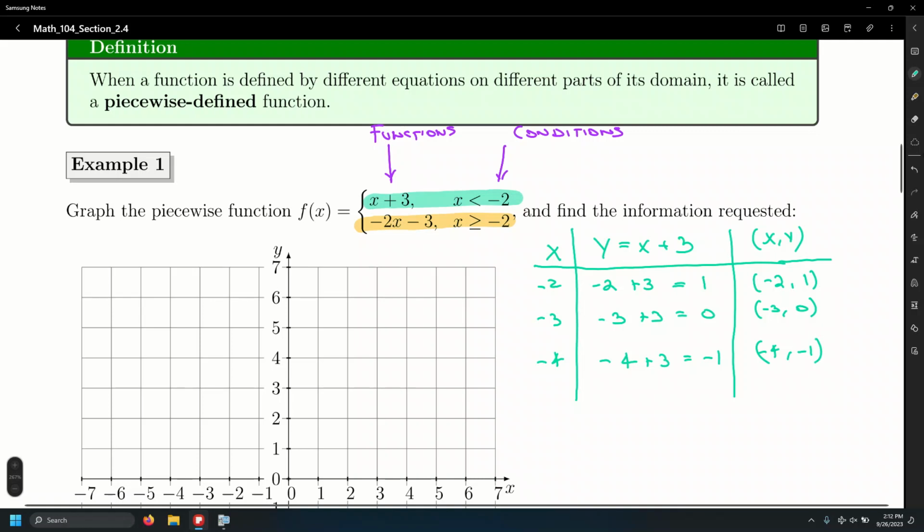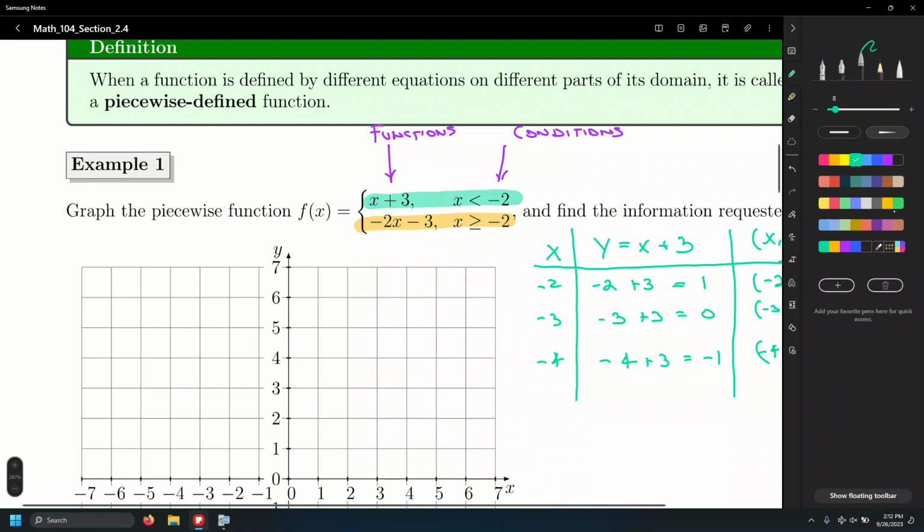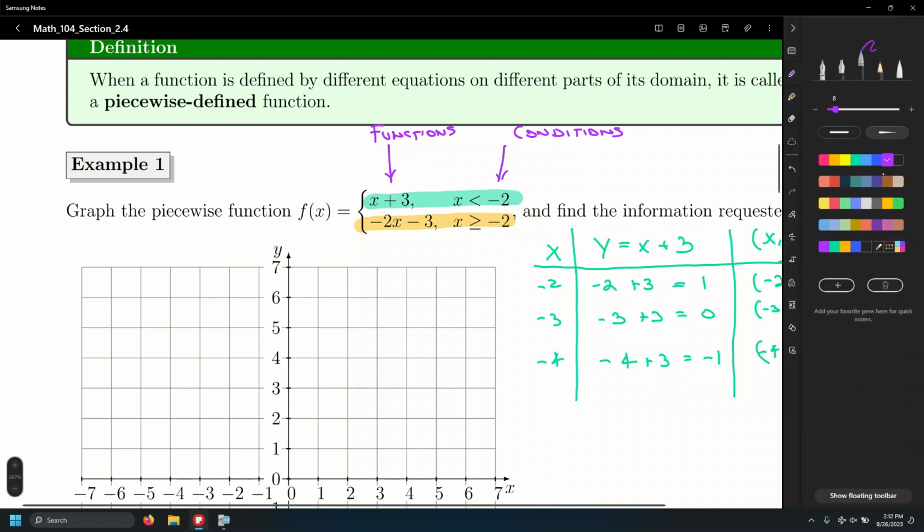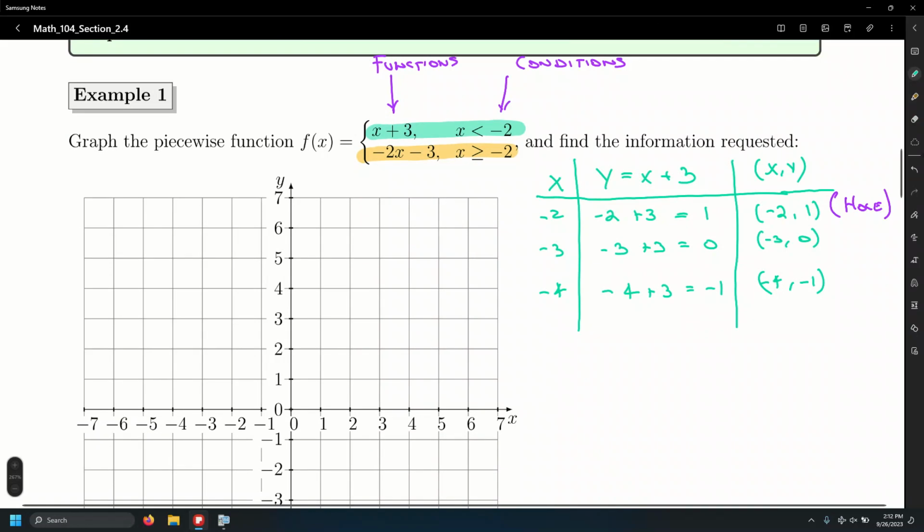However, in this case, this will be a hole, an open circle. That's because in this case, where x equals negative 2, we just have it as less than. So that will be a hole at the point negative 2, comma 1. Let me go about it. So negative 2, comma 1, open circle.